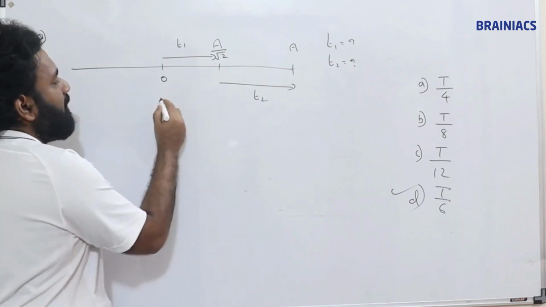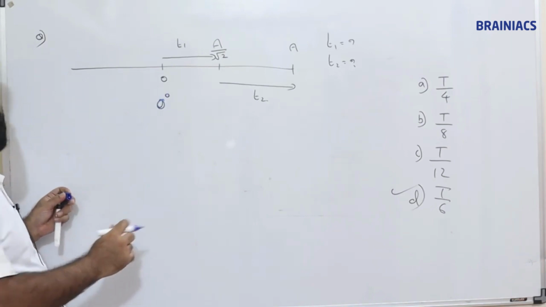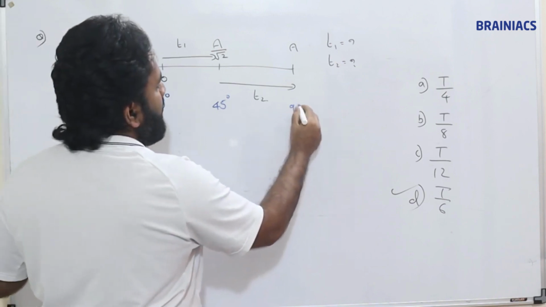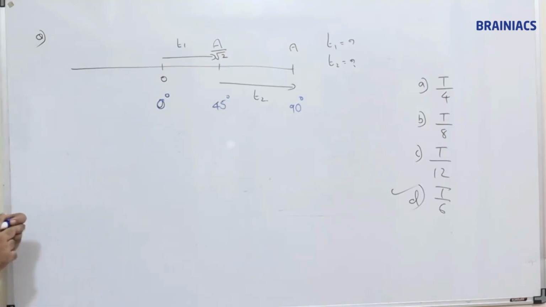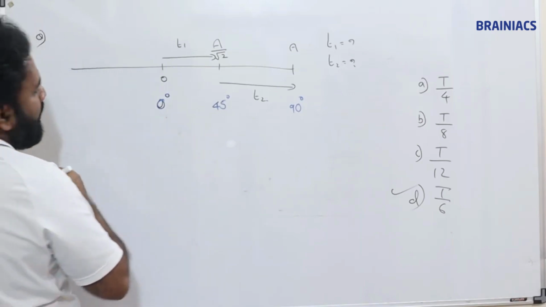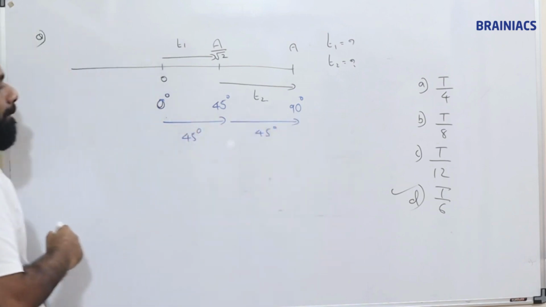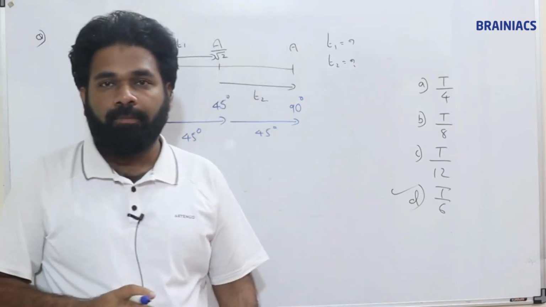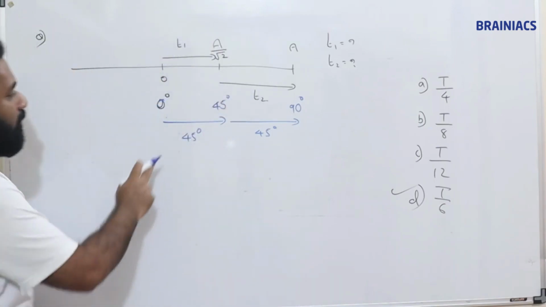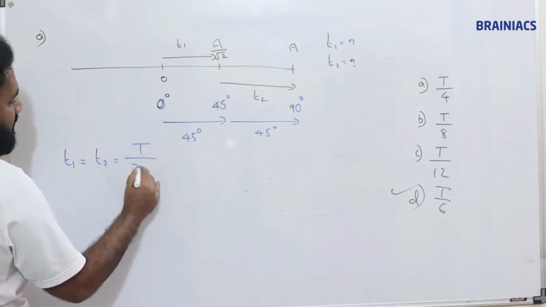This is 0 degree. Now we will go to the answer. If this is 0 degree, A by root 2 is going to be 45 degree, and here this is going to be 90 degree. So the angle gap here is 45 degree, and here also 45 degree. Obviously the time taken will be the same, because here we don't take the regular distance or displacement, we are taking angular displacement.